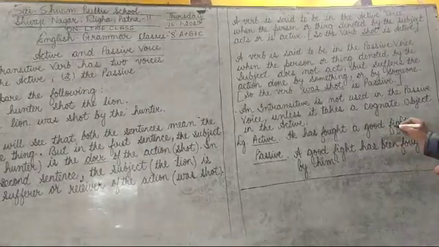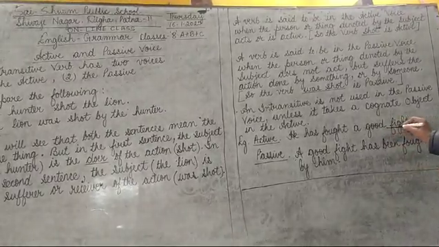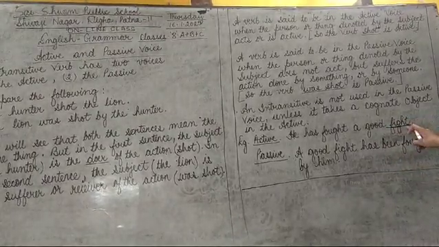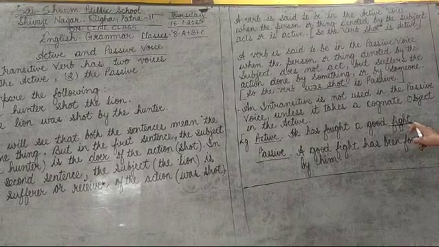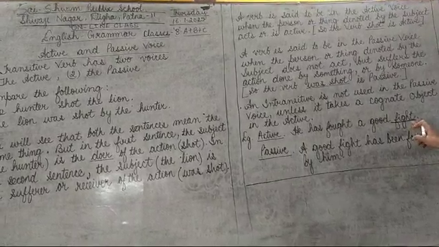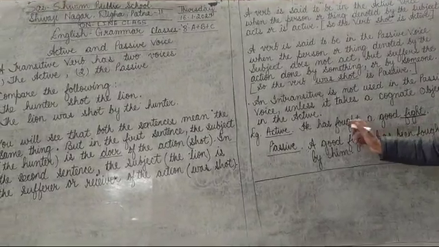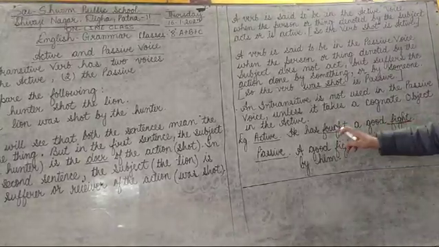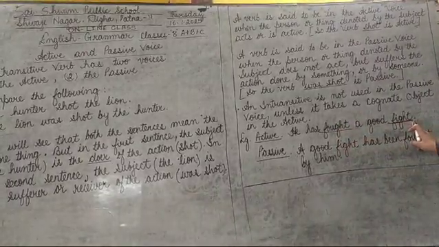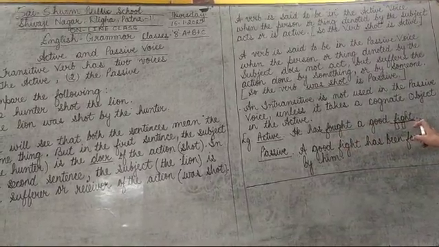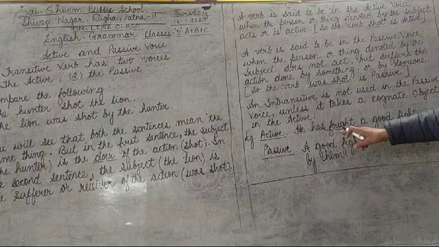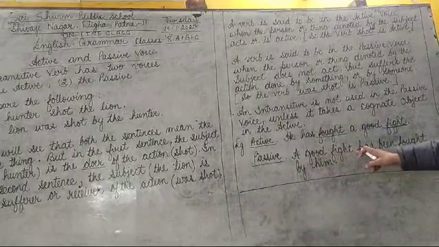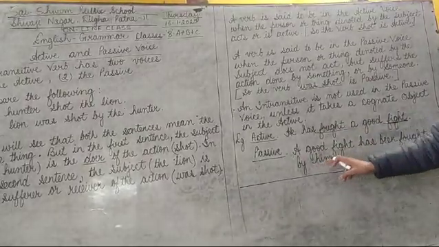Now here, fight is a cognate object. A cognate object is a noun or a thing that has got some relation with the verb. So from fought you can make fight, or from fight you can make fought. So fight is here a cognate object, and in this way we can have an object for the intransitive verb fought. So its passive will be: a good fight has been fought by him.